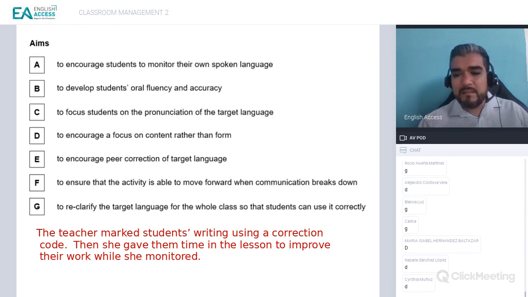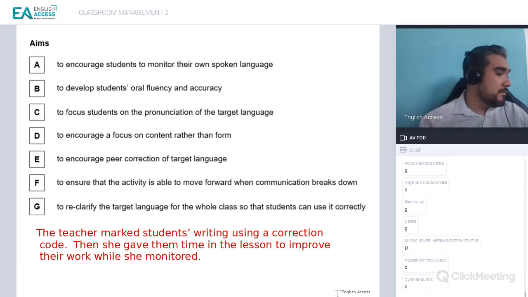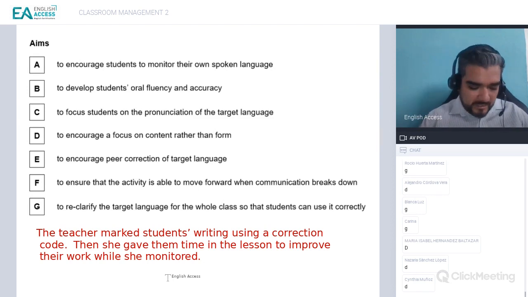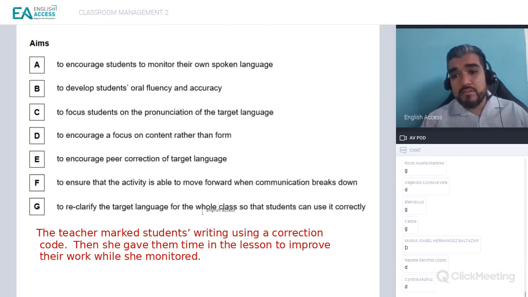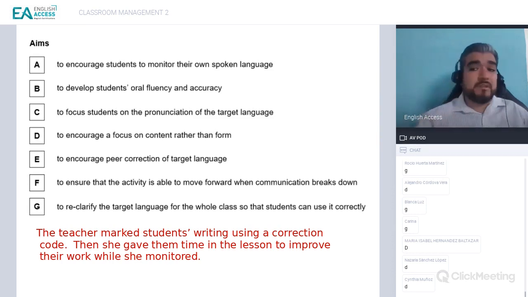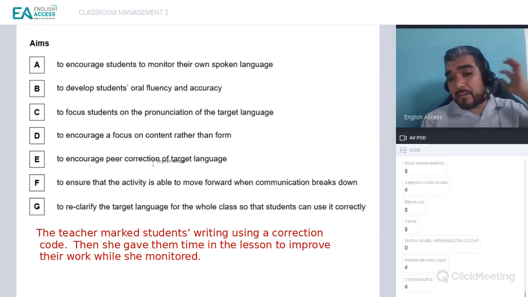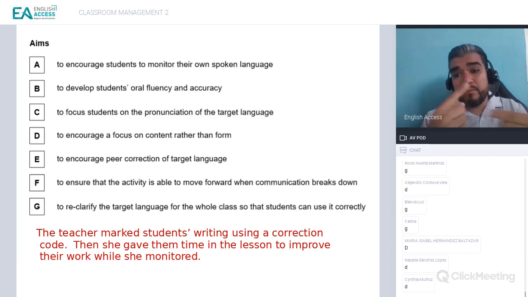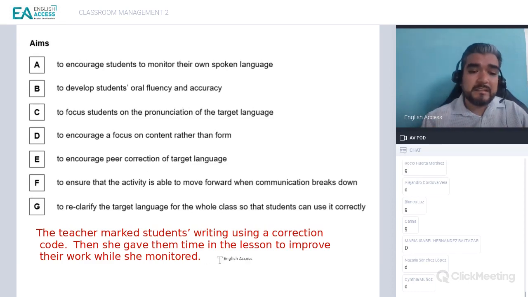The majority says D, and yes, ladies and gentlemen, it is the D. So the students can pay more attention to what they write, and the students can correct it. Okay, perfect. It was the letter D. The letter G, I don't think so because it says the whole class. So it implies that the teacher would do it to the whole class, and this is individually. The letter E says peer correction, so it means that the students have to do it with each other. So this is not like that.